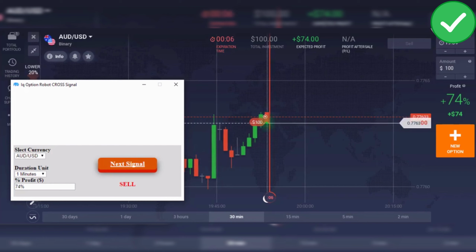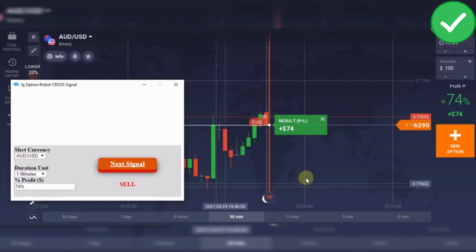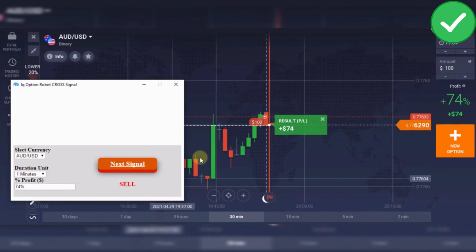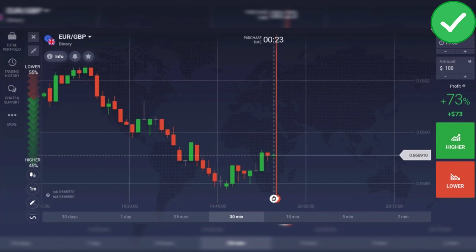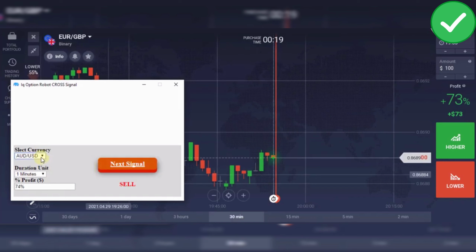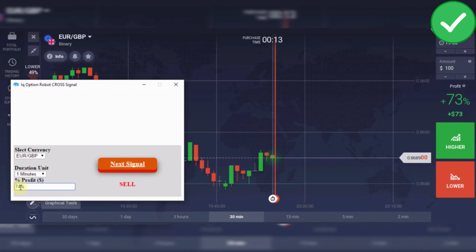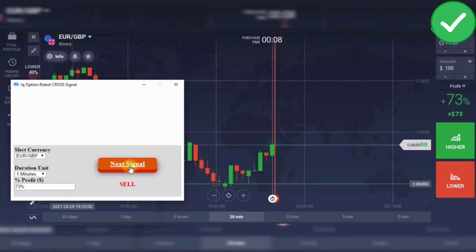So we have won our first trade. Let's take another currency pair. I will enter a percentage in this box and click the next signal. You see, we have a neutral signal. We will not take trade on the neutral signal. Let's open another currency pair.